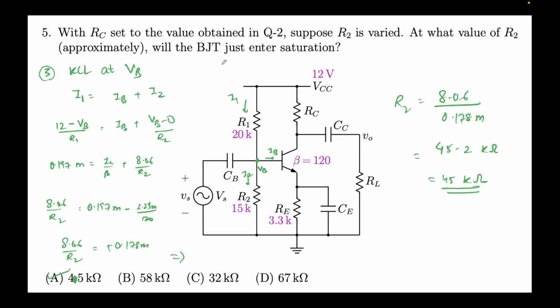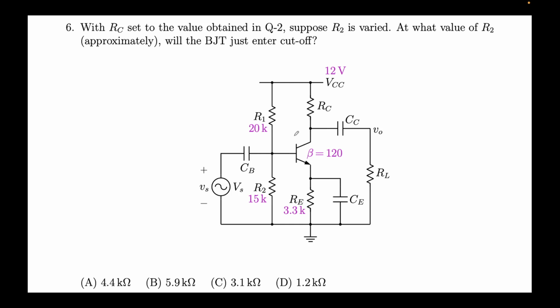At this value, the BJT will just enter the saturation mode. Mind you, prior to this, in question 2, it was operating in active mode, if you recall, because VCE was 5 volts and VB again was 0.7 volts. So that's how we do this.